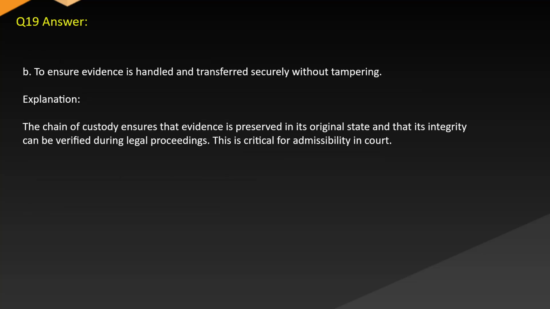Answer. B. To ensure evidence is handled and transferred securely without tampering. Explanation. The chain of custody ensures that evidence is preserved in its original state and that its integrity can be verified during legal proceedings. This is critical for admissibility in court.